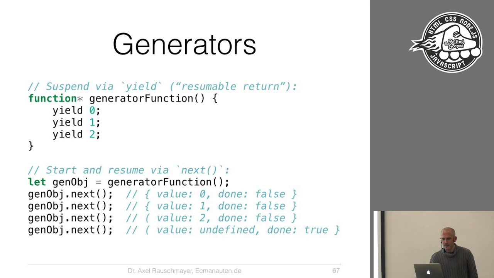So here you return a 0 and then you pause. Then you return a 1 and then you pause. Then you return a 2 and then you pause. And this is done when you call the function: you get an object, and that is the remote control for this function. And at first, it hasn't started yet.